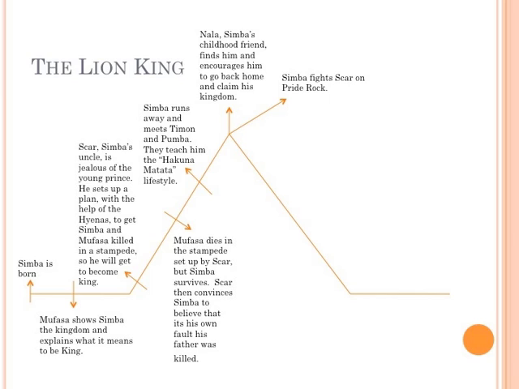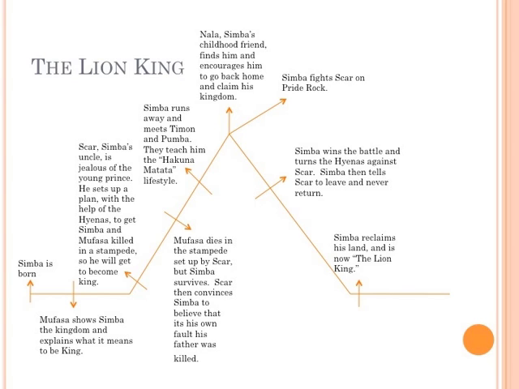In the second part of the climax, we have Simba returning, and he fights Scar on Pride Rock. In the falling action, we have Simba winning the battle against Scar and turning the hyenas against him. Then we have Simba telling Scar to leave and never return. In the resolution, the first part, we have Simba reclaiming his land, and he's now known as the Lion King. Then the story culminates in Simba and Nala having a baby together and the birth of their baby.